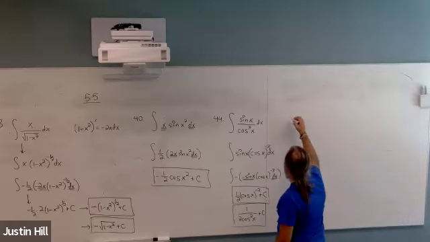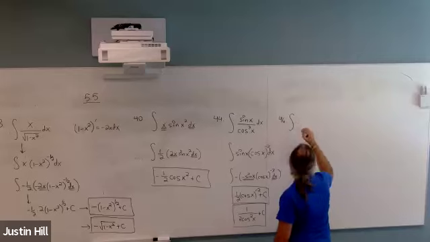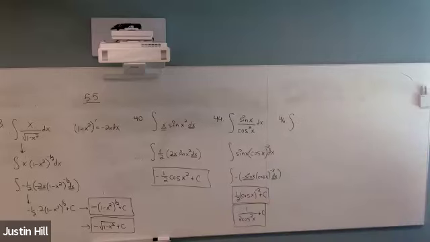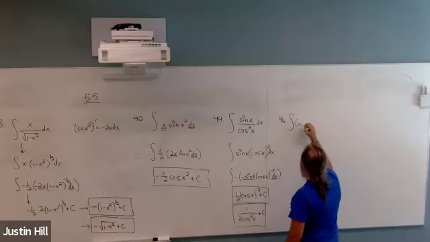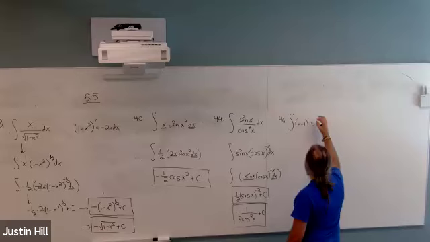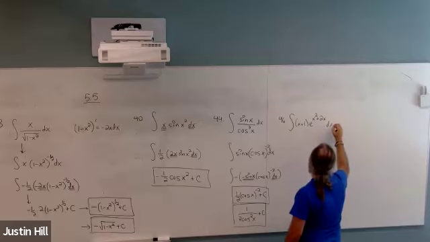Yes, do one. It's 46. It's the integral of (x plus 1) e to the x squared plus 2x dx.